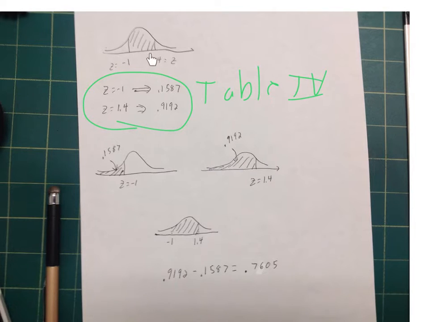And so we want the area between them, and so you need to subtract the two areas, because the z equal -1 would be equal over here, and we need to take off this area here, which is the 0.1587. So you just subtract those two areas, I get 0.7605.